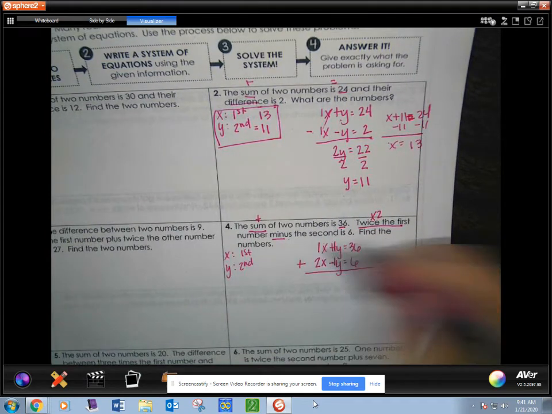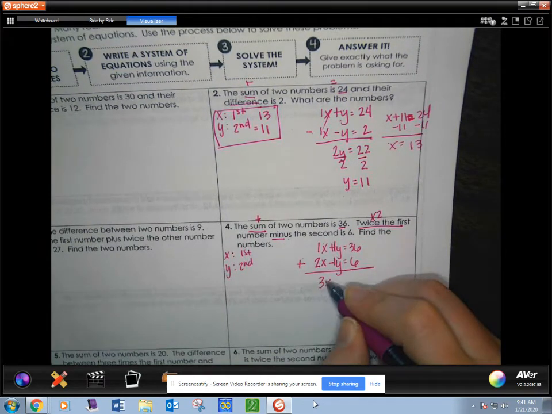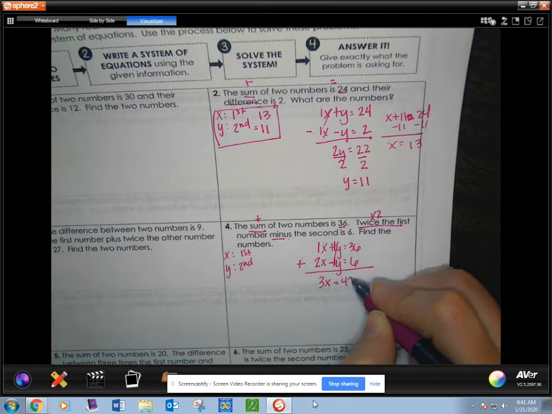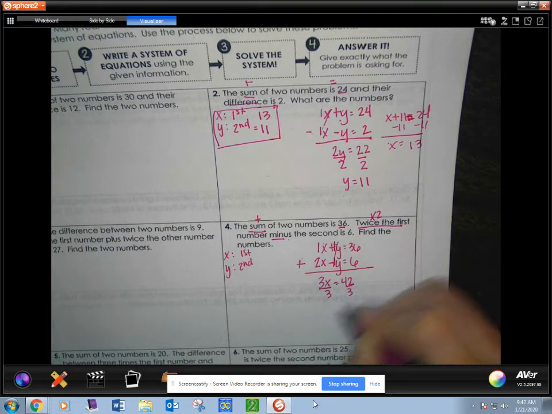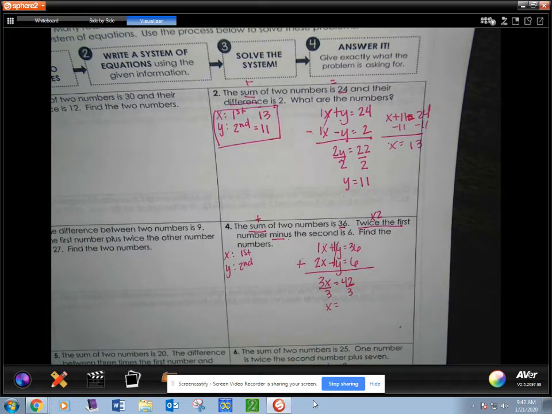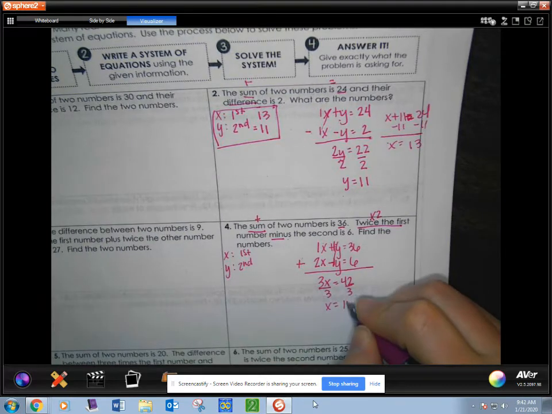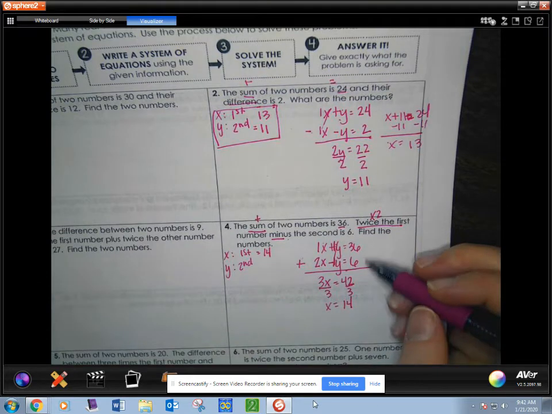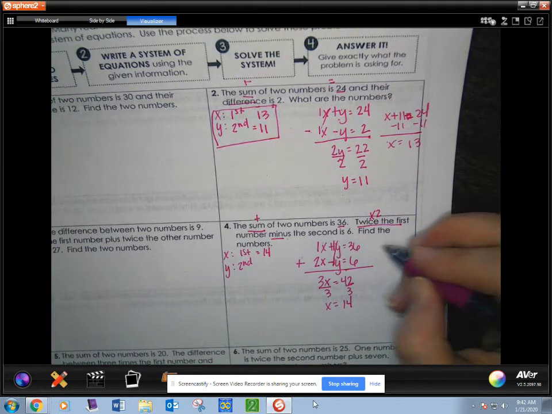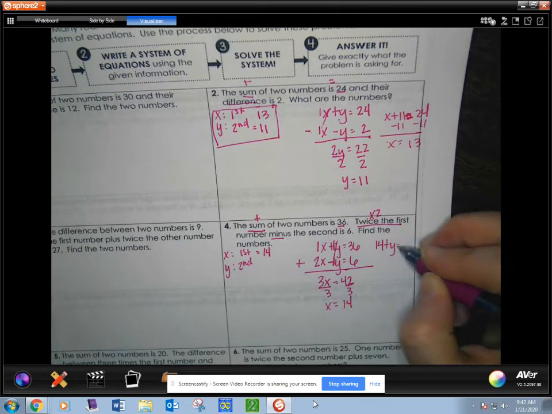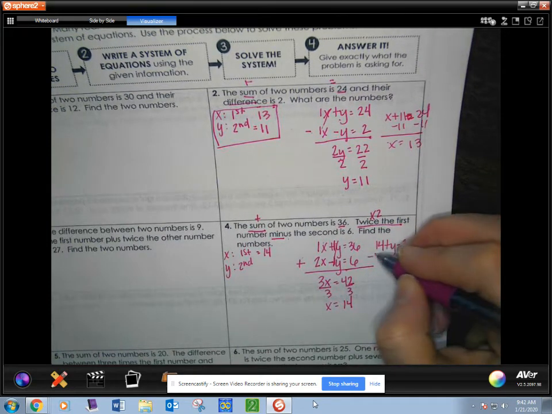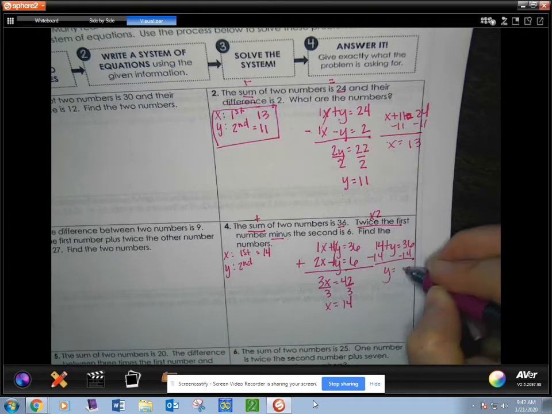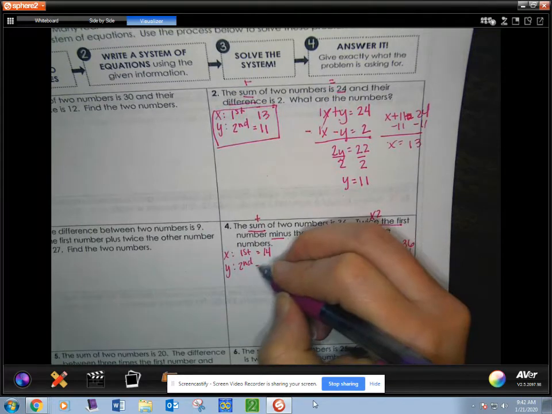Now remember, this becomes a 1 also, so 1 plus 2 is 3x. 1 plus negative 1 cancels, and 36 plus 6 becomes 42. We then just divide by 3 to get x by itself, and 42 divided by 3 is 14. So x is 14, so I'm going to bring that up here and put it with my x. Now I'm going to plug this back into the top equation and replace x. So we're going to do 14 plus y equals 36. I'm going to have to subtract the 14 to get y by itself, so y equals 22.